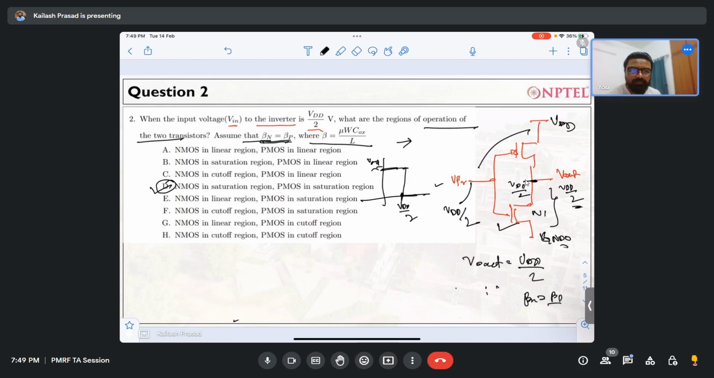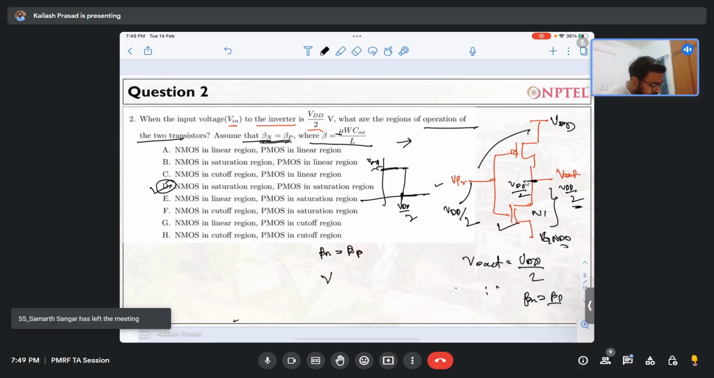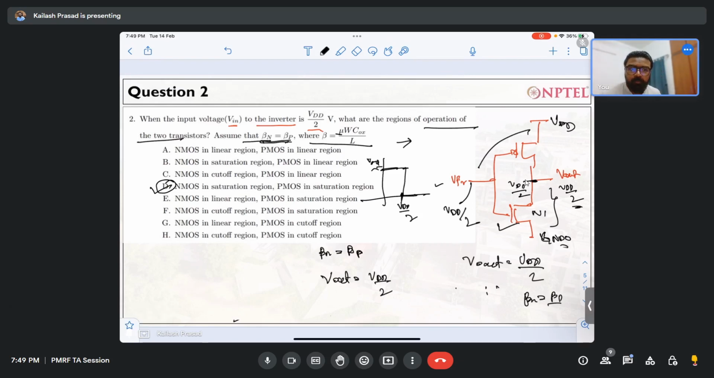What happens? Both the transistors have the same size? No, both the transistors do not have the same size, right? Because generally the mobility of both the transistors differs, so the sizes would be... Sir, please repeat the question. Okay. My question is, if beta n is equal to beta p, this is my statement, okay? What I am saying is that V out is equal to VDD by 2. My question is how and why I am saying that.